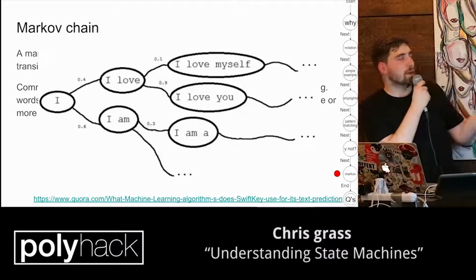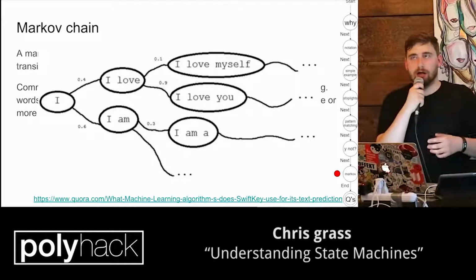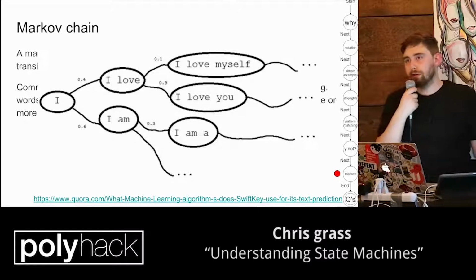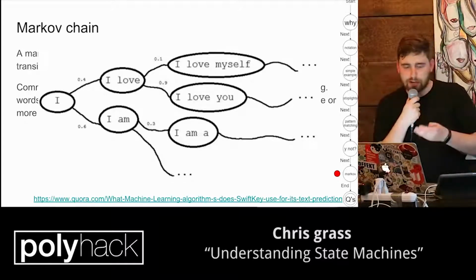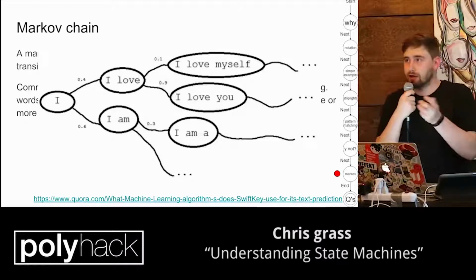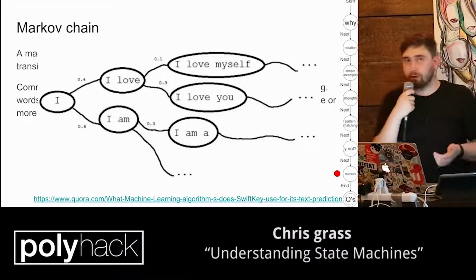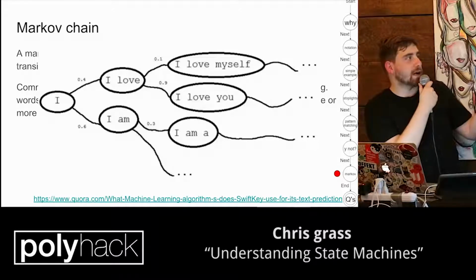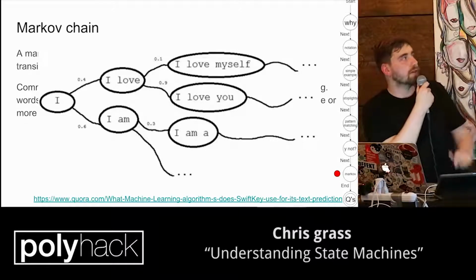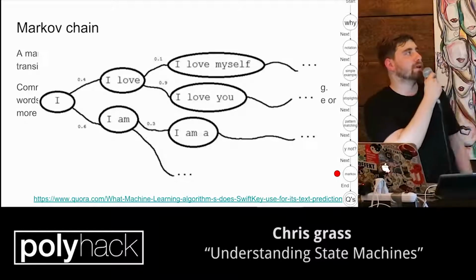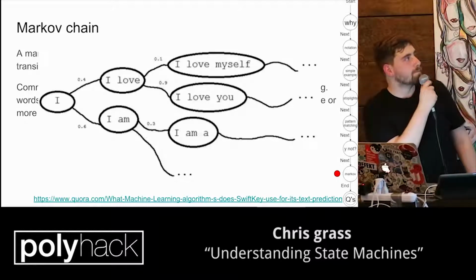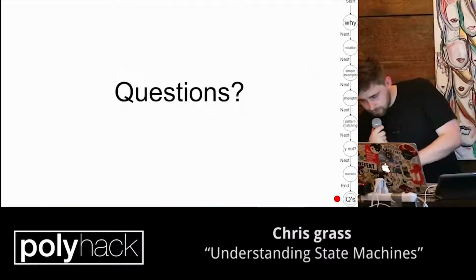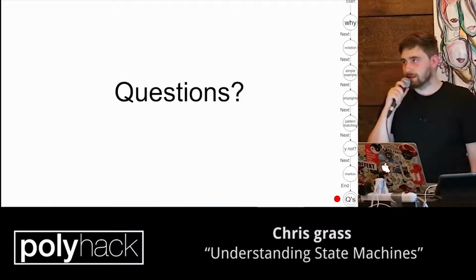So Markov chains are commonly used in natural language processing, or even on your keyboard. When you type on your keyboard and it gives you words suggested based on what you've written before, this is what it's doing in the background. It's determining the probability of each word that you've written and the probability that you write it again. Yeah, so that's Markov chains, and that's it. Any questions?